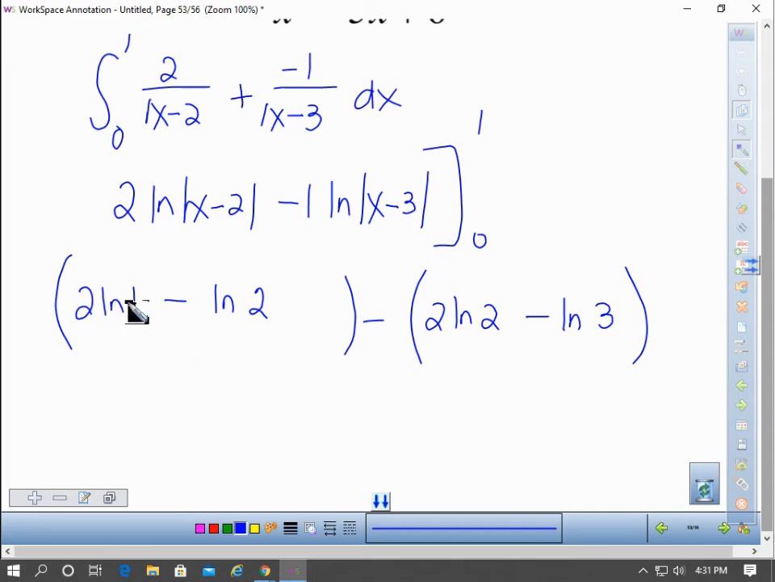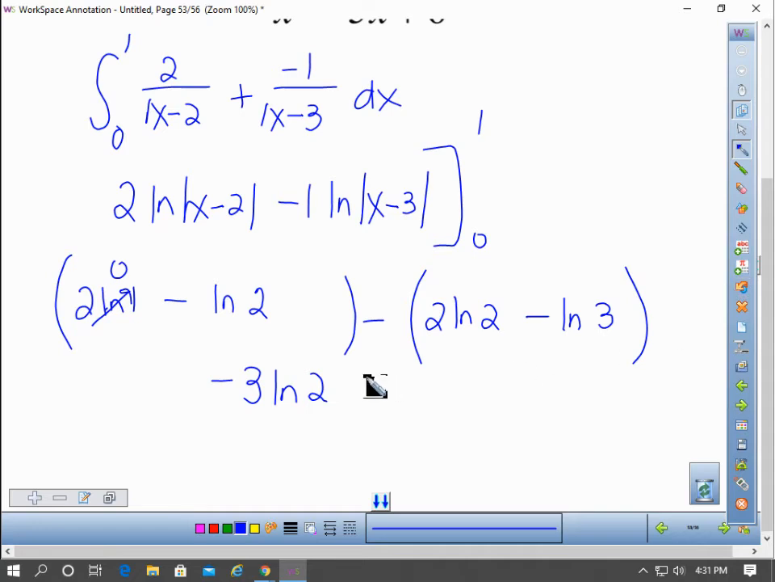Now, ln of 1, that's 0. The natural log of 1 is 0, so it goes away. And so then we're going to have a negative natural log of 2 minus 2 natural logs of 2. So that's going to be minus 3 natural log of 2, and then minus ln of 3.